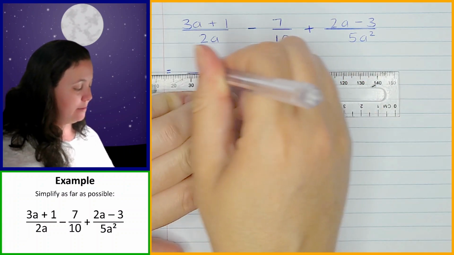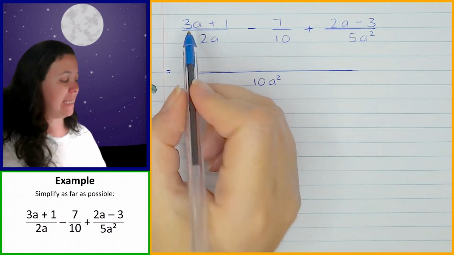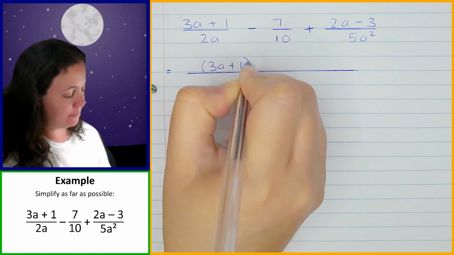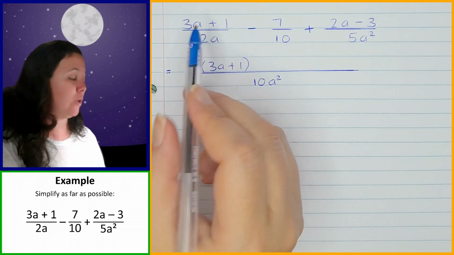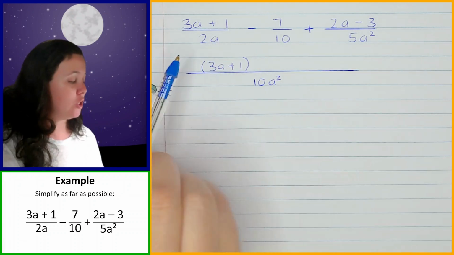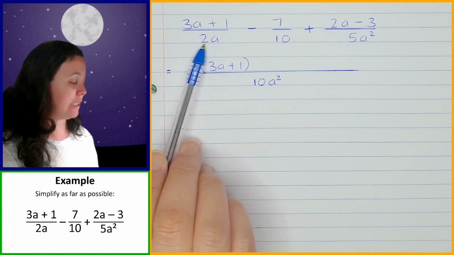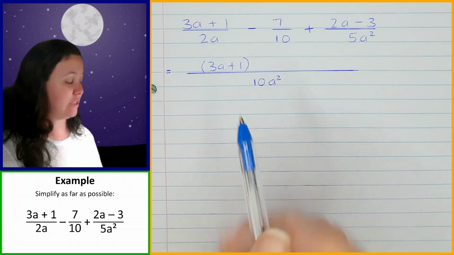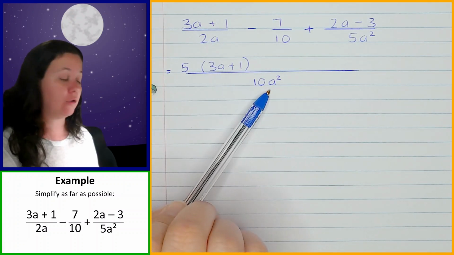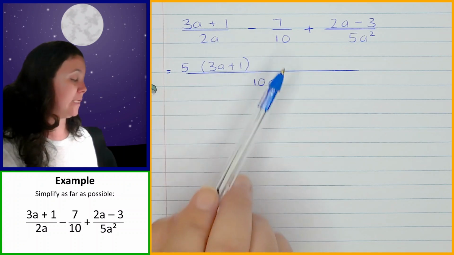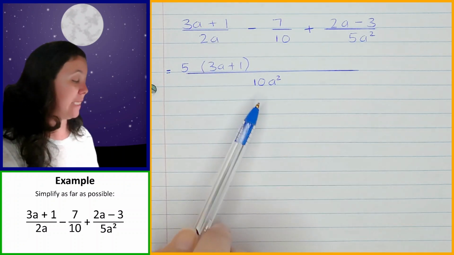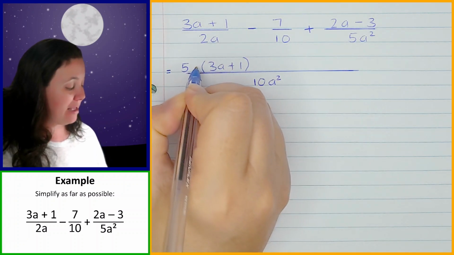So over here, I'm going to take the first numerator, I'm going to have it in brackets. So I've got 3a plus 1, and I need to multiply this by whatever I have to multiply 2a by to get my LCD, just like normal. So first I look at my number. What do I need to multiply 2 by to get 10? I need to multiply 2 by 5 to get 10. So I'm going to be multiplying by 5. But then I'm not done because a is not the same as a squared. Okay, so I need to multiply a by something to get a squared, which is what I have in my denominator. So I need to multiply a by another a to get a squared. So I'm going to be multiplying over here by 5a.